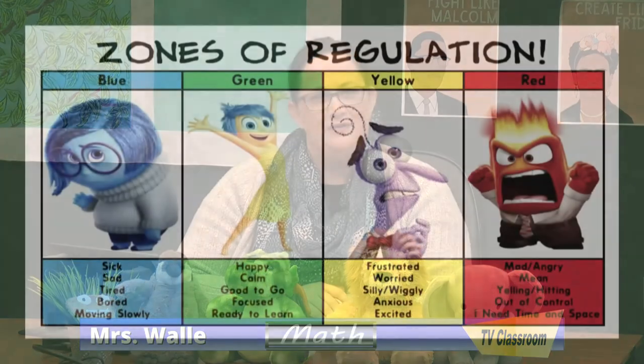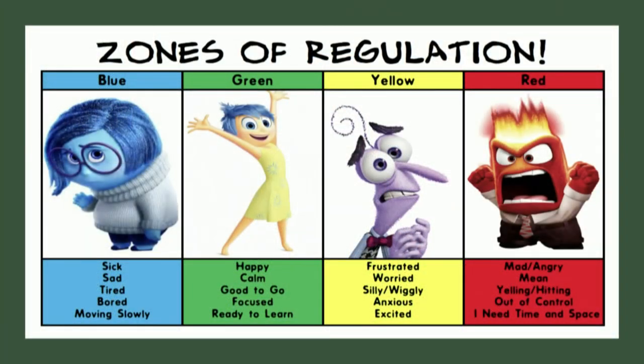Before we begin, let's check in with our zones. How are you doing today, third graders? Are you feeling tired or kind of moving slow? Are you calm and focused? Are you frustrated or excited or mad or angry? Mr. Kevin, how are you doing today? Well, thanks for asking. I'm doing pretty good. Great. Even though I can't talk.